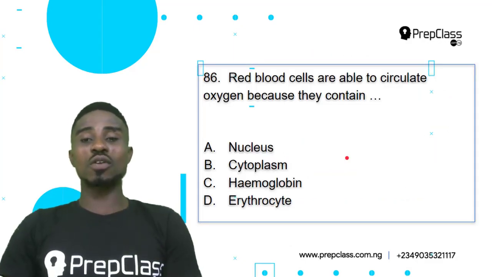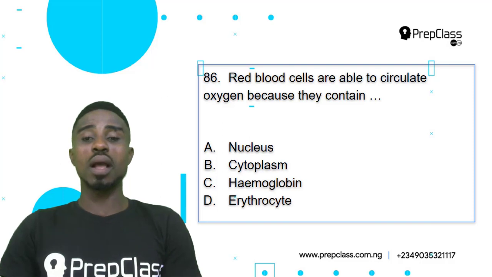Question 86. Red blood cells are able to circulate oxygen because they contain A. Nucleus, B. Cytoplasm, C. Hemoglobin, D. Erythrocytes. For us to carefully select the correct answer, we need to analyze all of the options and see which one best answers our question.